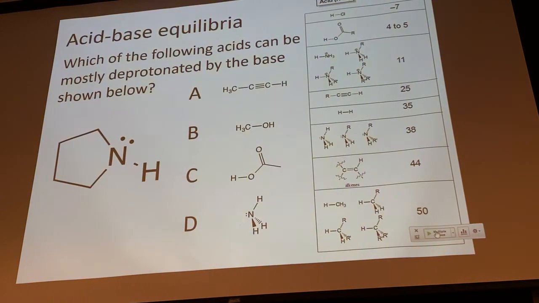Okay, so which one of these acids is mostly deprotonated by this base? Which one is it? Yes. C, okay. Would you like to tell us why you chose C?